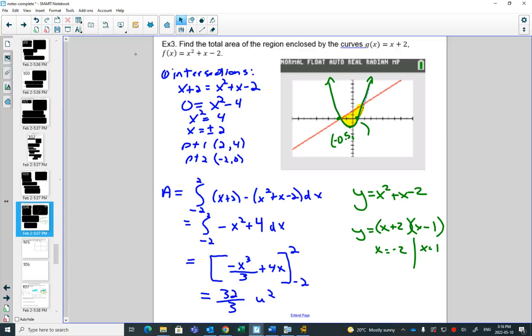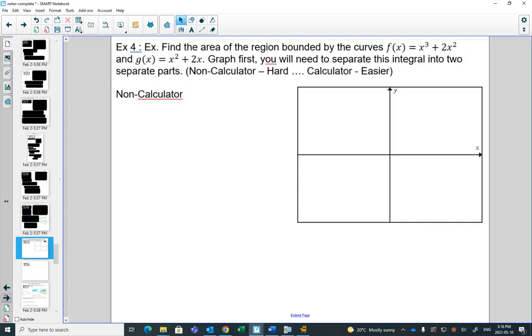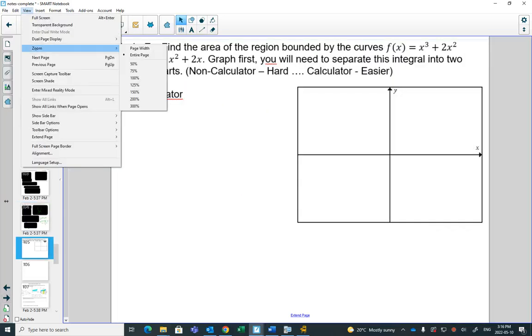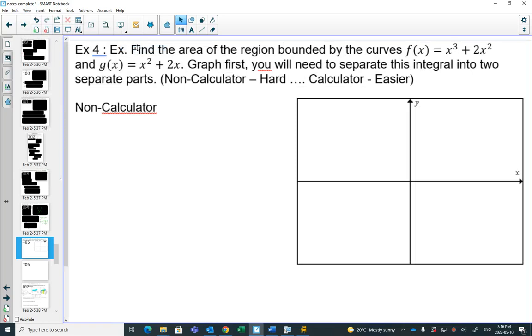Okay, last one we'll do together. View, zoom, page width. We'll do it without a calculator. It's actually not that bad without a calculator. The volumes of revolution, that'll be tomorrow.